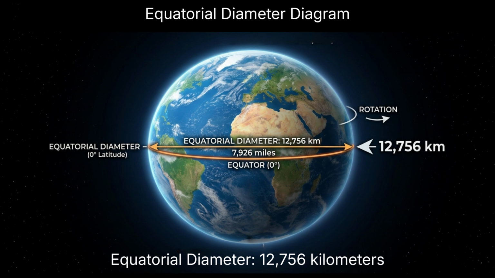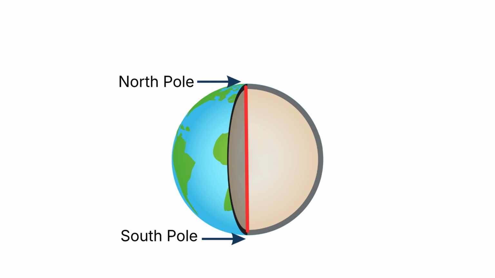For Earth, this distance is about 12,756 kilometers. Now, look at the polar diameter. Imagine a line going from the top of Earth, the North Pole, through the center to the bottom, the South Pole. That distance is the polar diameter.